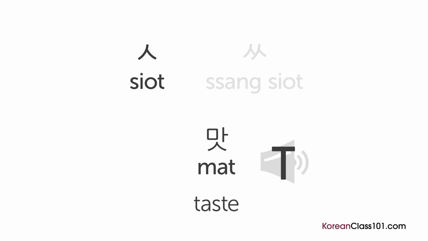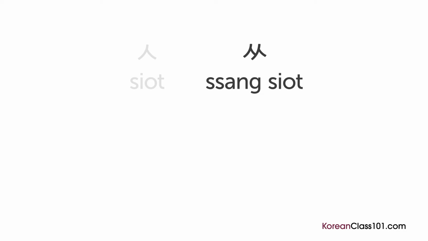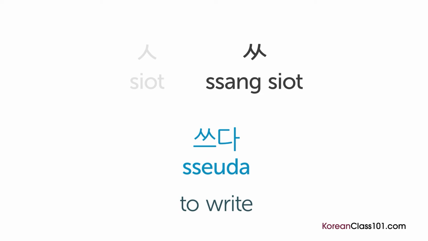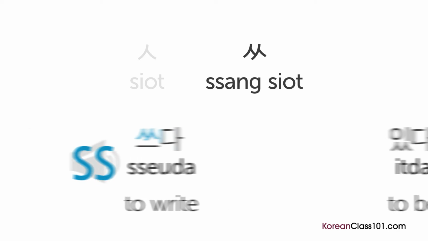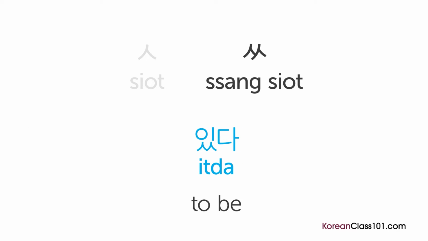Now, let's take a look at some examples with 쌍시옷. The word 쓰다, which means to write, begins with 쌍시옷, so the beginning of the word has a 스 sound. Another example would be 있다, which is the Korean word for the verb to be. Here, the 쌍시옷 is in the 받침 position, so it's pronounced as 트.